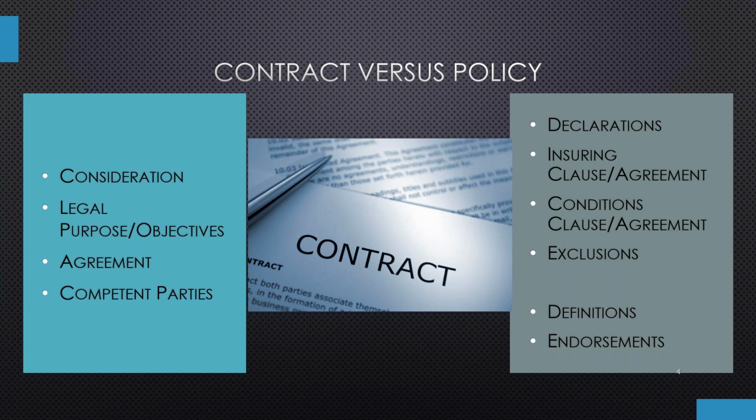You cannot sell insurance to a minor. Now for the test, that's under age 16. At age 16, you can get a driver's license, but in order to drive the car, you've got to have insurance.